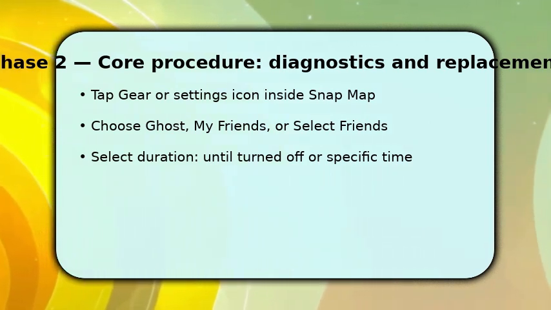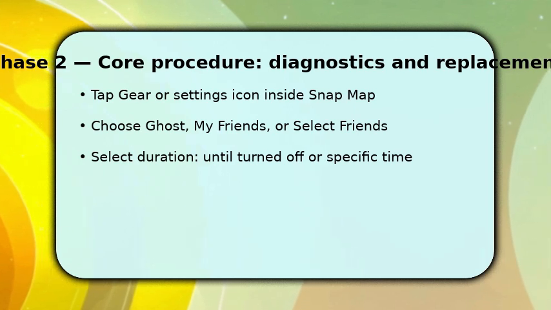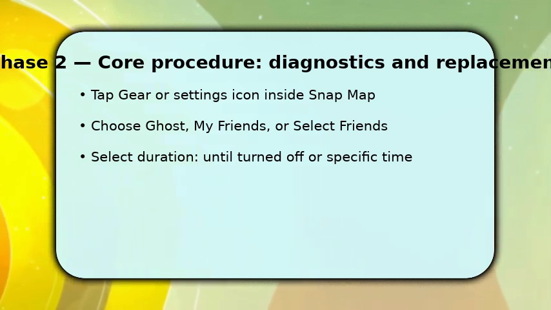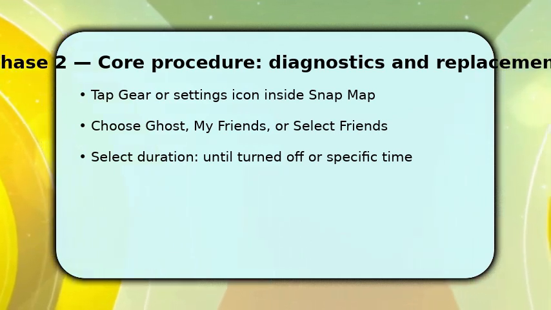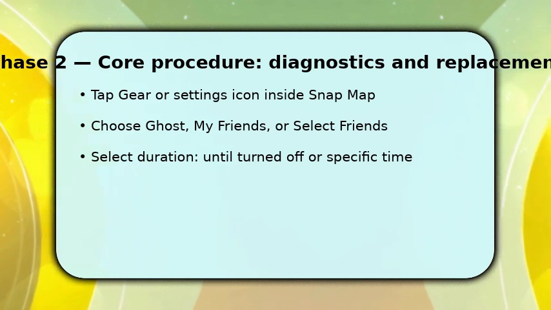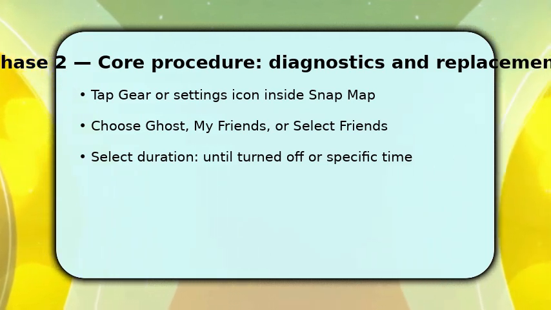Next, set a duration, either until you manually turn it off or for a specific time, so your location isn't shared forever. Make sure to review which friends are on your list. Adjusting selections prevents accidental sharing with people you don't want to include.